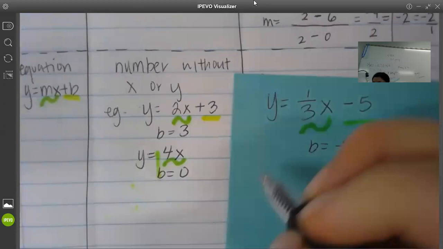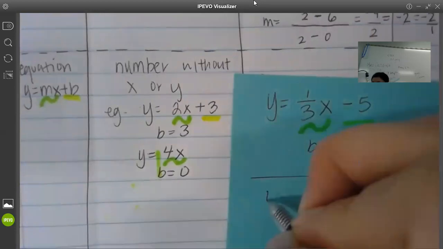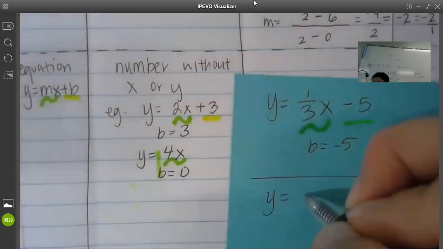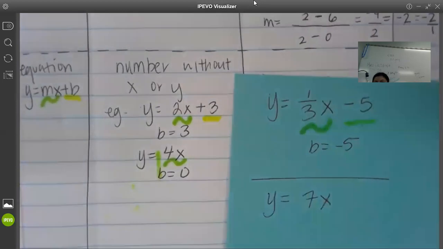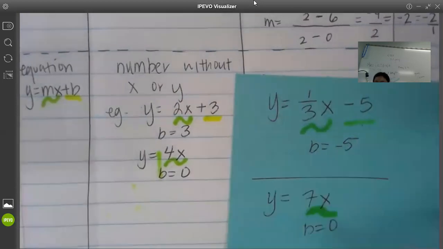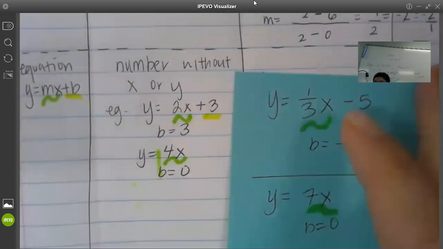Okay, what about this one? So we squiggly. That one has an x. I don't have a number there. My beginning would be 0. My y-intercept would be 0.